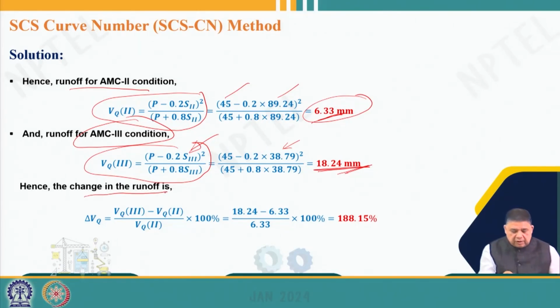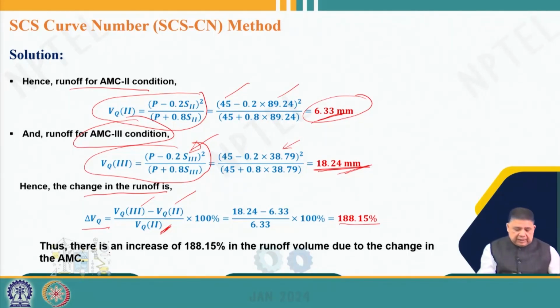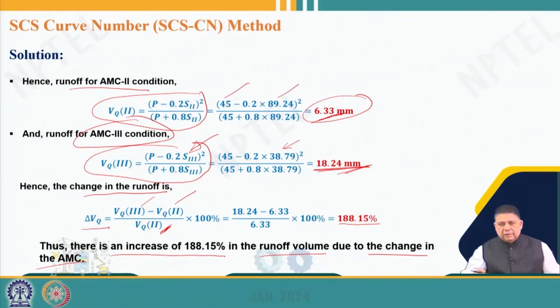Hence, the change in runoff we can calculate as (VQ3 minus VQ2) divided by VQ2, because we are calculating with reference to VQ2, which is why the denominator is VQ2. That is why we find a positive value, 118.15%, which shows that there is an increase of 118.15% in the runoff volume due to the change in the AMC condition. So this is yet another variation of the SCS curve number problem. Of course, the concepts remain the same, but the variations could be different.